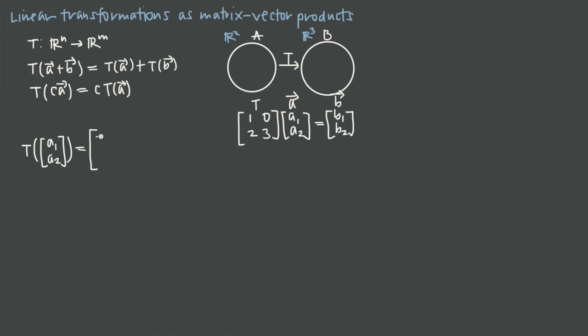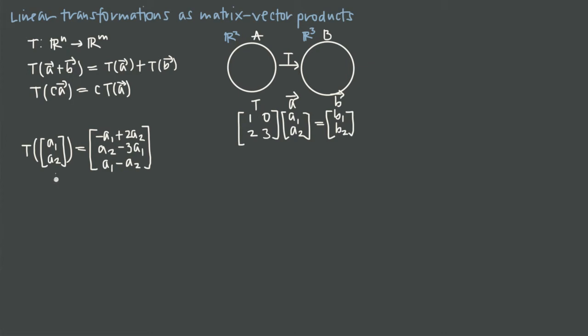We're going to have something like negative A1 plus 2A2 for the first component. We'll have A2 minus 3A1, and then we'll have A1 minus A2 for the second and third components. So this equation here tells us what the transformation is doing.